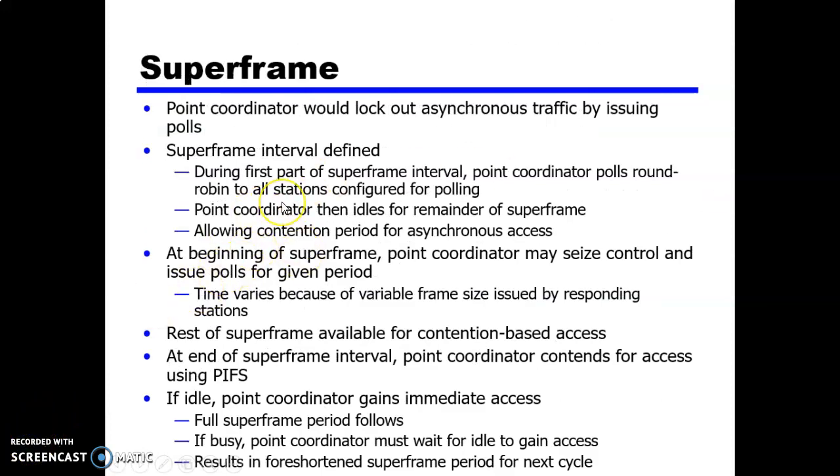Super frame. This is the timing diagram which we have seen earlier. The point coordinator would lock out all asynchronous traffic by issuing the polls, because PCF has a greater priority than DCF. The super frame interval is defined. During the first part of the super frame interval, the point coordinator polls round robin all stations configured for polling. It will first poll all the stations. The point coordinator then idles for the remainder of the super frame, allowing a contention period for asynchronous access. At the beginning of the super frame, the point coordinator may seize control and issue polls for the given period. The time varies because of the variable frame size sent by the responding stations. The rest of the super frame is available for contention-based access.